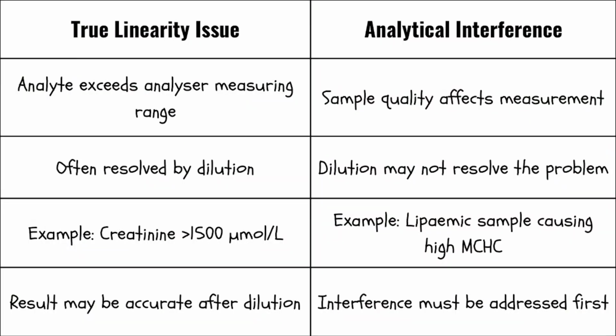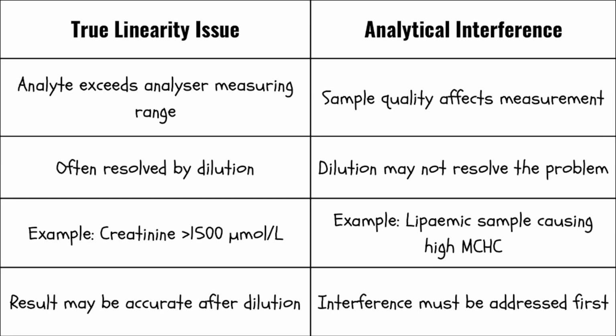Now, I want to show us something that I put on a table, because I believe it can help us. This is for us to first look at what a true linearity is, and also look at the interference due to some of the things we've mentioned, like hemolysis, icterus, and lipemia. If you look at this, in a case of true linearity, the analyte will exceed the analyzer measuring range. That is when you say it has failed the linearity. So it has failed the linearity when the analyte exceeds the analyzer measuring range.